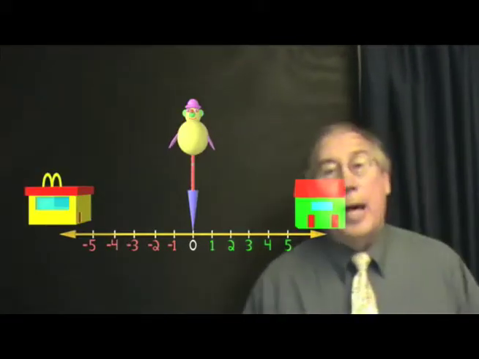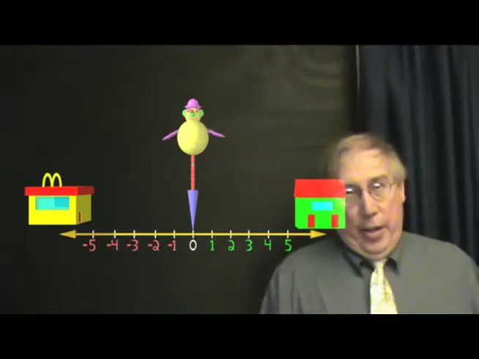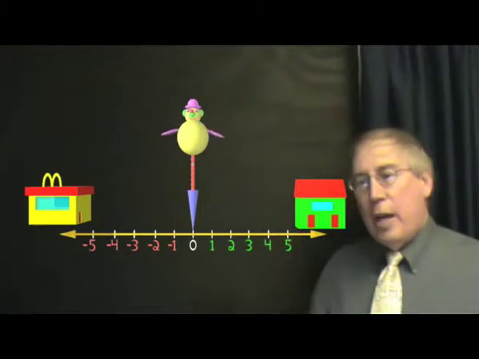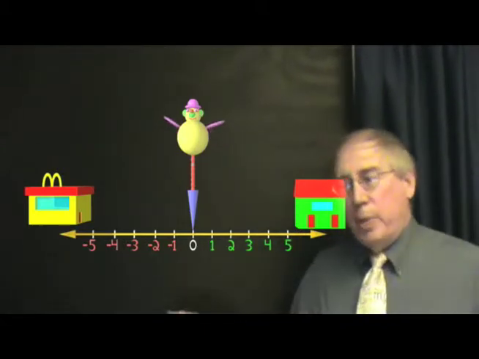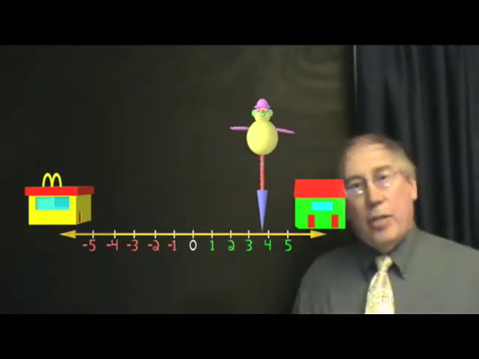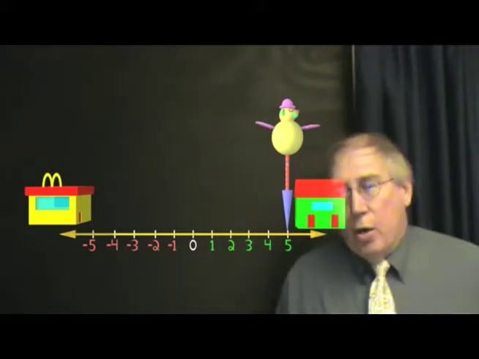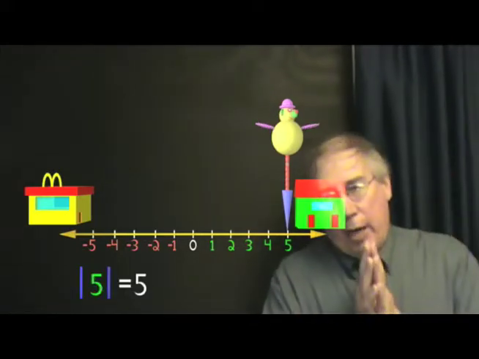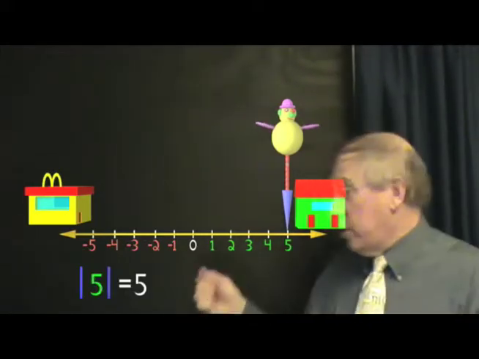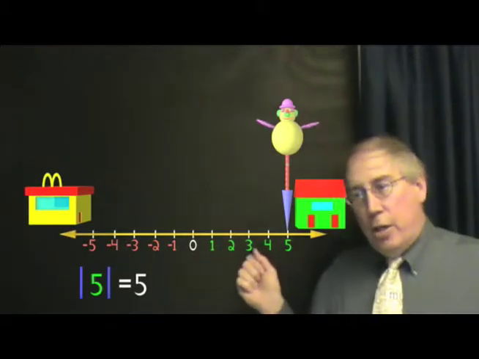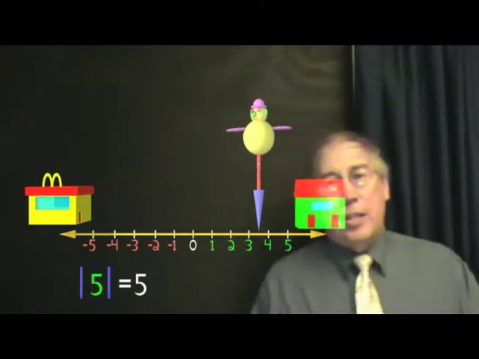Hi, let's look at the absolute value and what that means. Now here I have a number line that is laid off, let's say in miles. And Dirac here is going to travel to Pizza Hut first. It's 5 miles away. Well, when I say the absolute value of 5, I'm asking what is the distance from 0 on the number line to 5 in this case. It's a distance of 5.